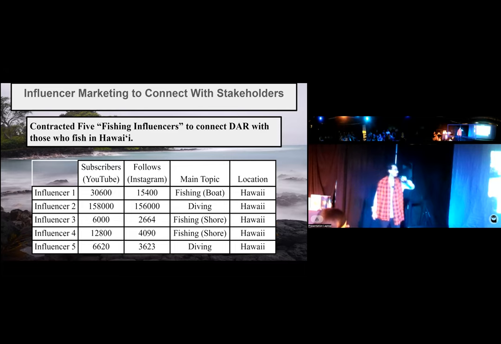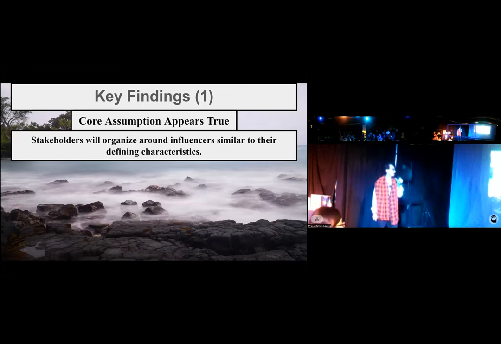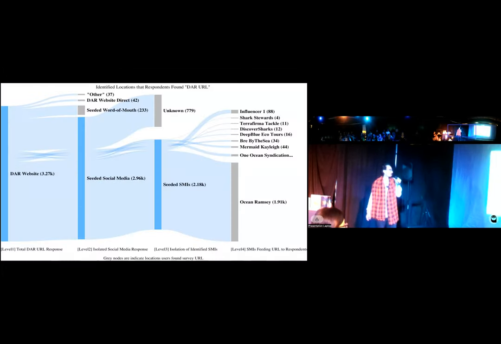So in this segment of the project, we contracted 5 fishing influencers. Those are people that make some sort of content about fishing in Hawaii, and had them attempt to connect DAR with those who fish in Hawaii. Key findings out of this, I pulled just the one relevant one today. The core assumption that we had there seems to be true: the stakeholders will be organized around the influencers that are similar to their defining characteristics.